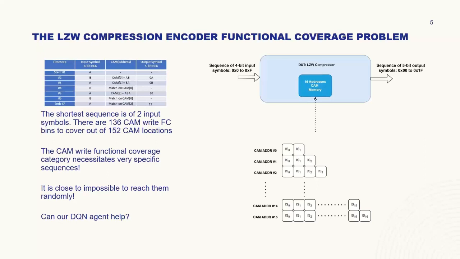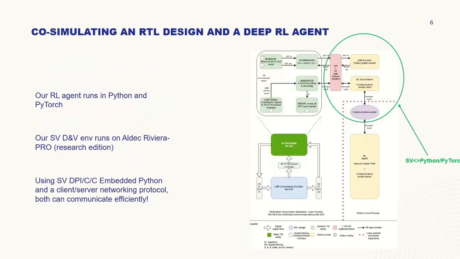Okay. Now, if you use a uniform generation of symbols, you will get really, really bad functional coverage, around 30%. That's something that we're going to talk about later.